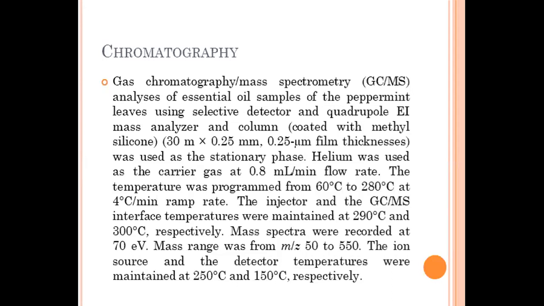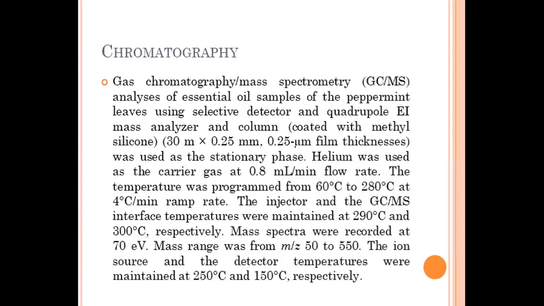The temperature should be about 60 degrees Celsius to 280 degrees Celsius at a 4 degrees Celsius minimum ramp rate. The injector and the GC-MS interface temperatures should be maintained at 290 degrees Celsius and 300 degrees Celsius respectively. After this, mass spectra are recorded with a mass range from 50 to 550. The ion source and detector temperatures used in gas chromatography should be about 250 degrees Celsius and 150 degrees Celsius respectively.